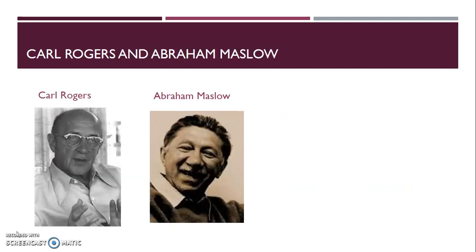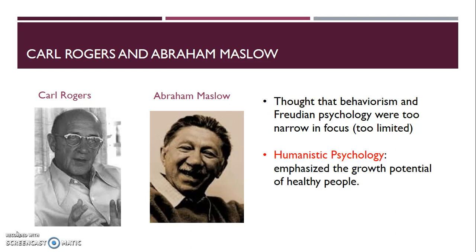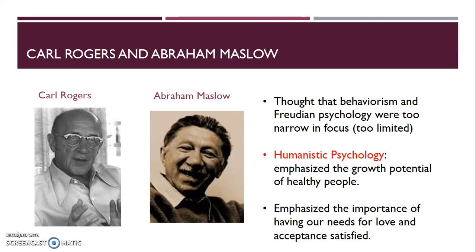Two other psychologists we're going to talk about over this course, Carl Rogers and Abraham Maslow. Rogers and Maslow thought that behaviorism and Freudian psychology were too narrow in focus. They were too limited. And so they proposed humanistic psychology, which emphasized the growth potential of healthy people. And it emphasized the importance of having our needs for love and acceptance satisfied. And we're going to get more into the details of that later on.